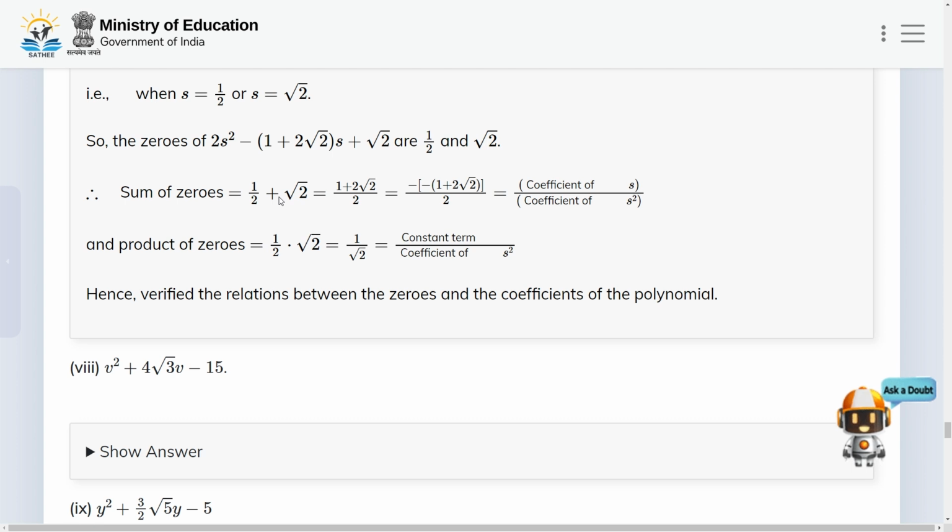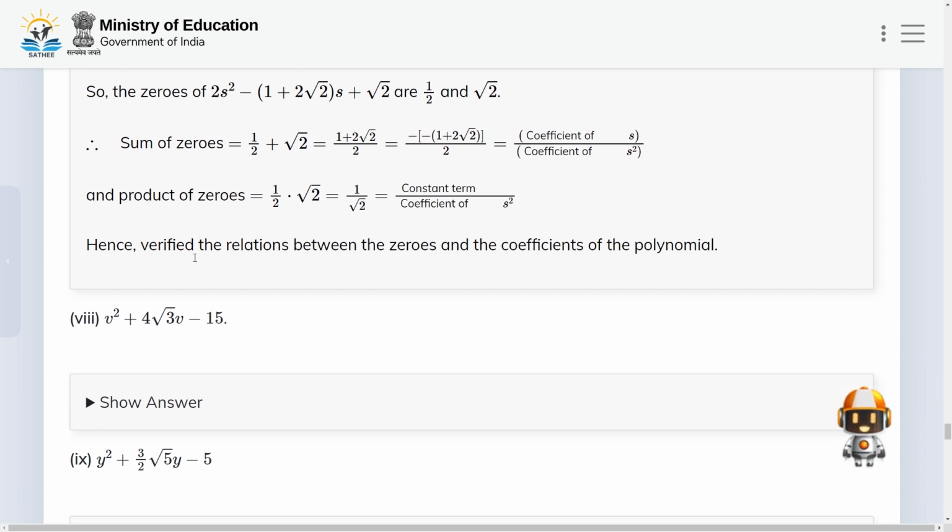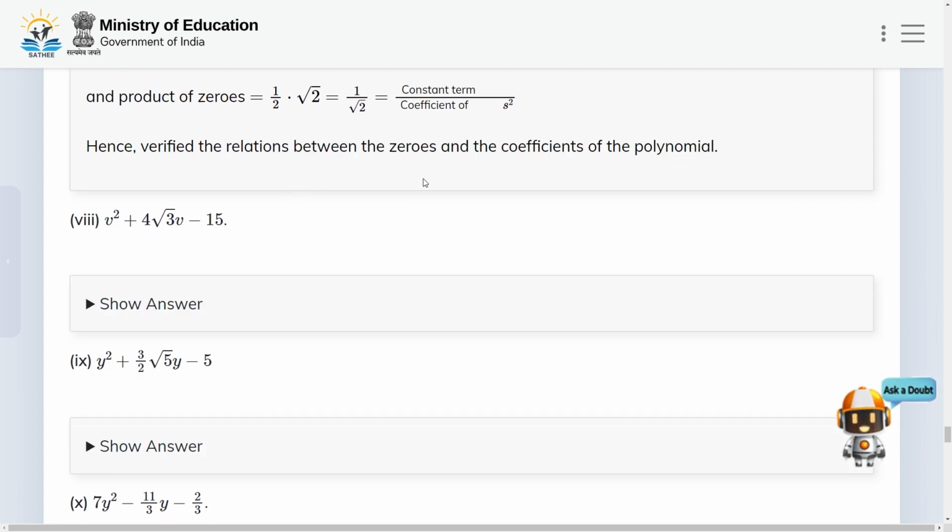Therefore the sum of zeros is equal to 1/2 + √2, that is equal to (1 + 2√2)/2, that is equal to -(-(1 + 2√2))/2, and this is equal to -coefficient of s by coefficient of s squared. The product of zeros is equal to 1/2 times √2, that is √2/2 = 1/√2, and this is equal to the constant term divided by the coefficient of s squared. So hence we verify the relation between the zeros and the coefficients of the polynomial.